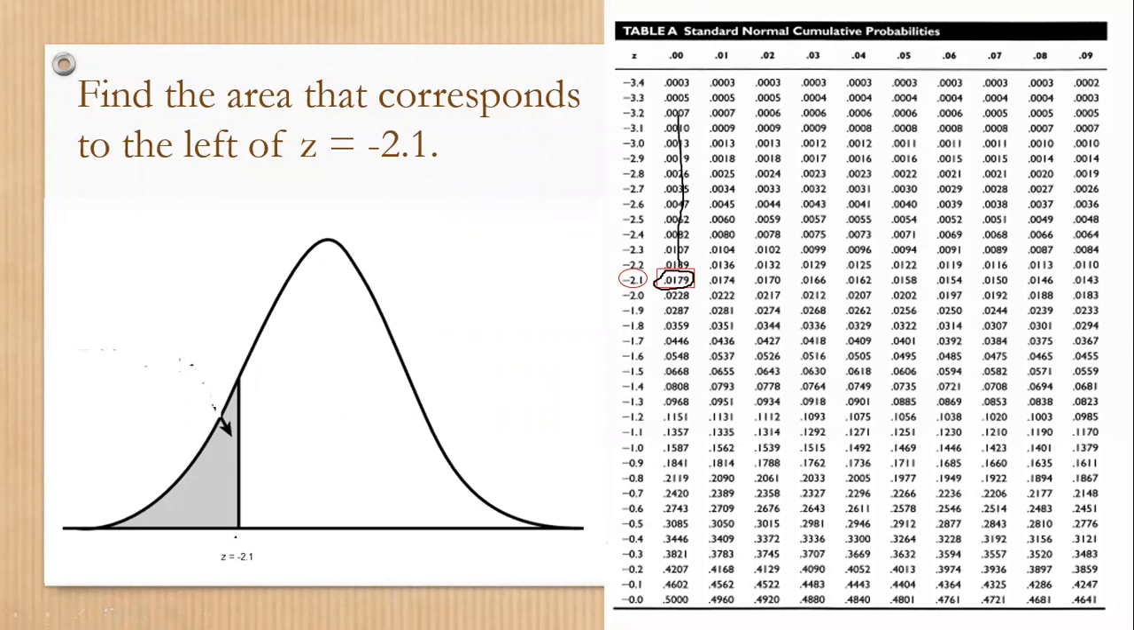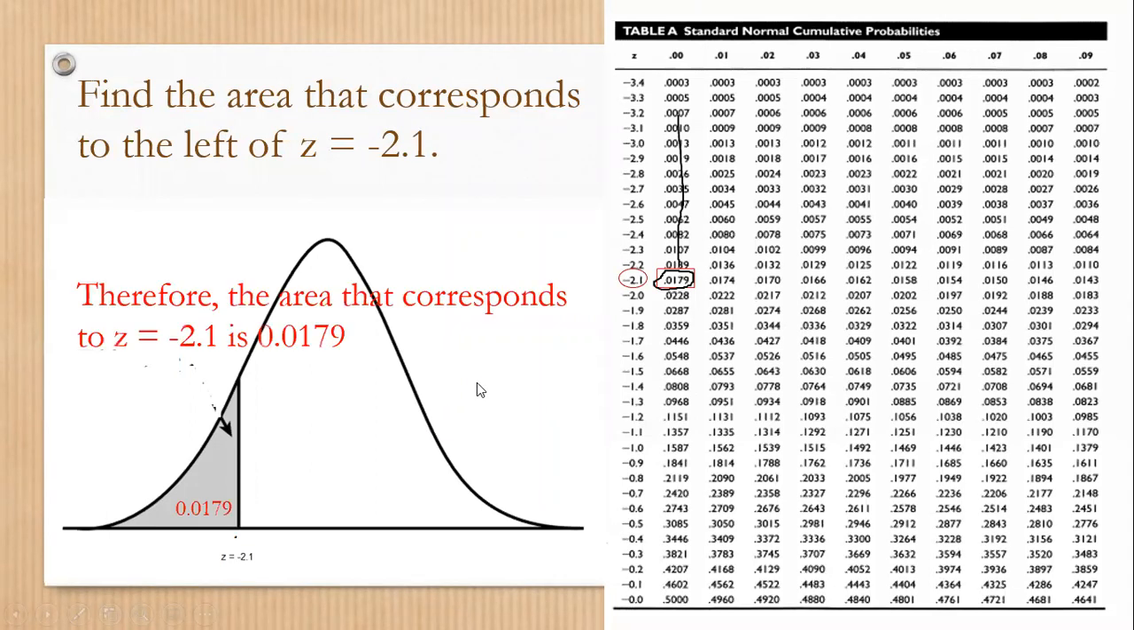So, ibig sabihin, since yun yung nakalagay dun sa table, to answer this question, this area is 0.0179 of the normal curve. So, as per our conclusion, therefore, the area that corresponds to z equals negative 2.1 is 0.0179. Okay? So, ganun lang po yung pagtingin dun sa table, ha? Okay. Let's have the next example.